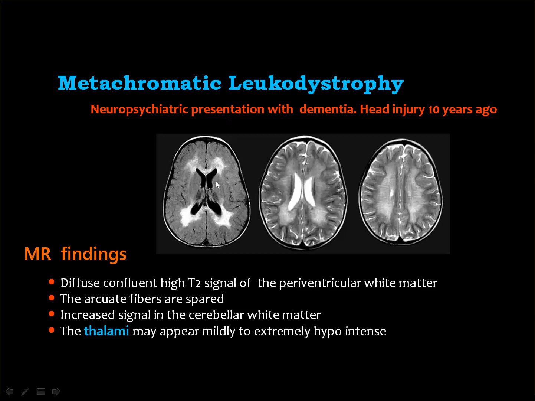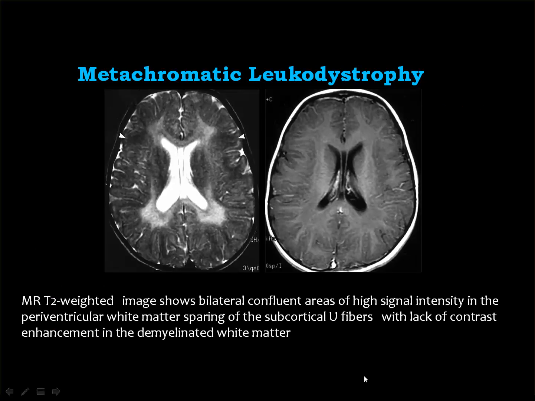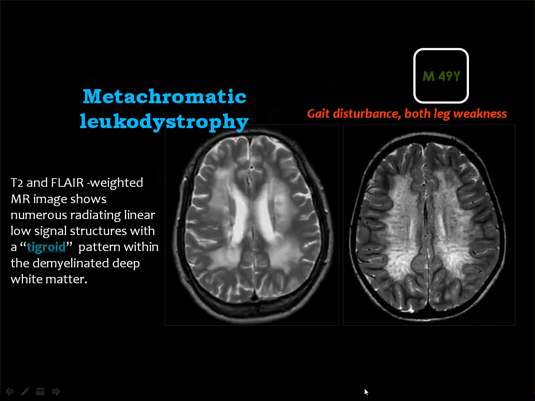And in MRI, you get diffuse white matter abnormal signal. And you get a prominent feature here, which is extreme hypointensity of the thalami. And this is an example to realize that leukodystrophy does not enhance with contrast. This is the T2, and this is the T1 post-contrast.